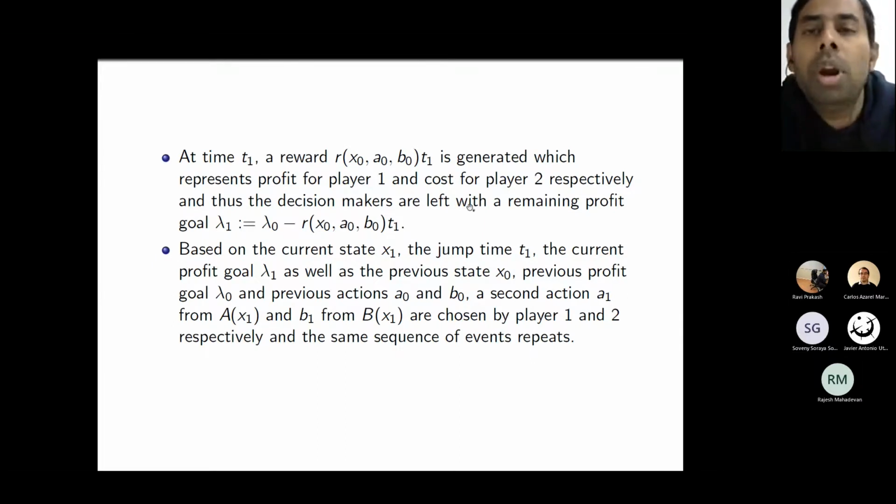Based on the current state X1, remember, the process has now jumped to state X1 at jump time T1, and the current profit goal is lambda 1. So what all is being taken into account for taking the decision? The current state, the jump time, the current profit goal, the previous state, as well as the initial goal. So the entire history is being taken into account, as well as the previous actions. Based on all this, a second action A1 from AX1 and B1 from BX1 are chosen by player 1 and player 2 respectively. Because now the new state is X1, player 1 can choose actions from the set AX1 and player 2 can choose actions from the set BX1.